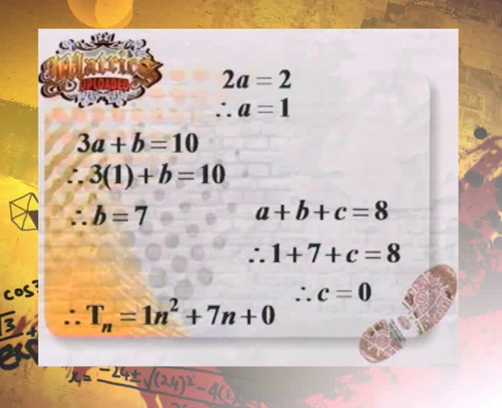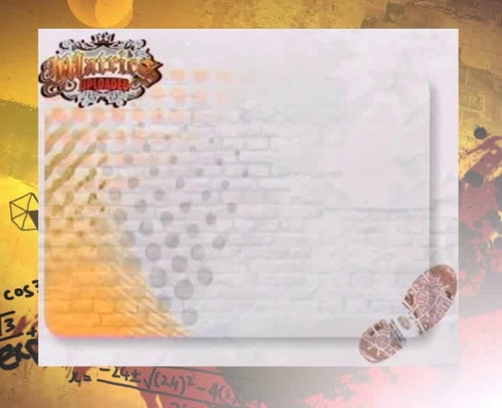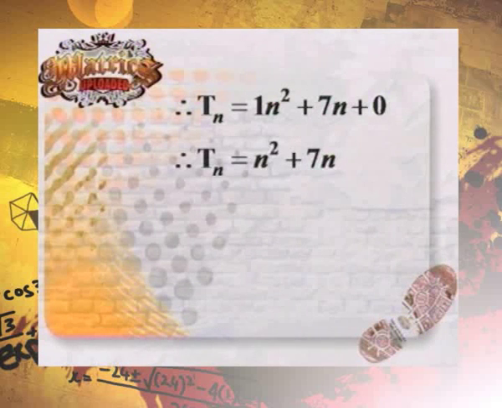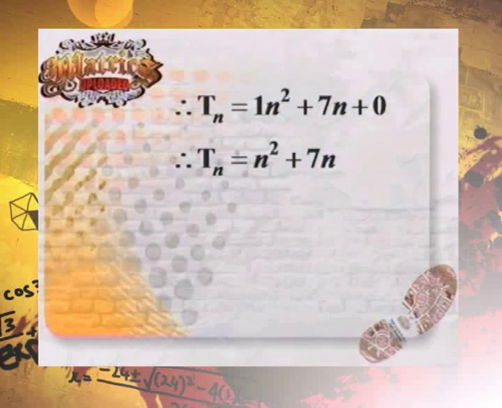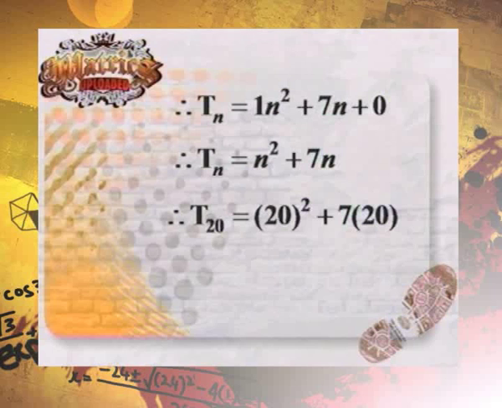Absolutely. And guys, do not stop here. You must write this down. a is 1, b is 7, and c is 0. Replace it. Very important. So there it is, and then we can simplify it as Tn equals n squared plus 7n. Now that's a quadratic. If you drew the graph, it's a parabola, which is quite nice. And now we can use this formula to work out the 20th term: 20 squared plus 7 times 20.